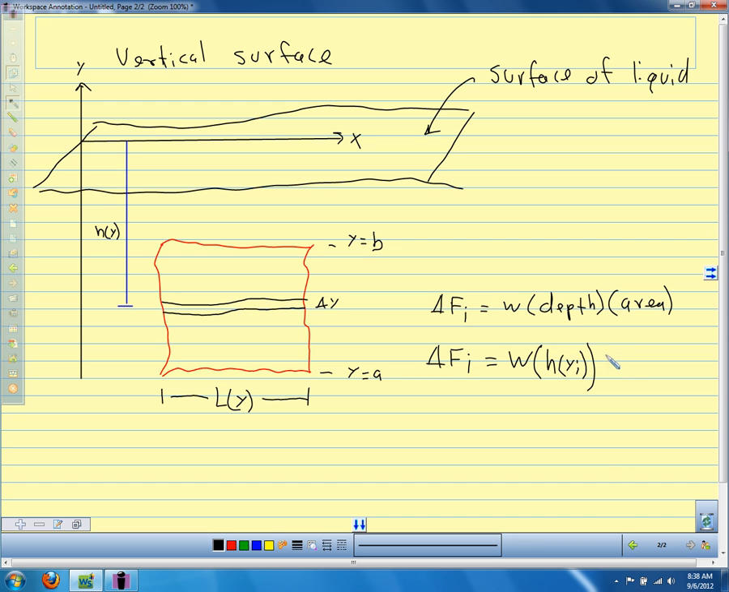So our area is going to be L of y sub i. Our length of our surface can vary. L of y sub i times delta y. That's our area. And we're going to sum these over the entire surface. And just like we talked about before, we sum these over our surface, take the limit as delta y approaches 0, as the height of our little rectangles gets smaller and smaller, and it motivates us to define this as an integral.